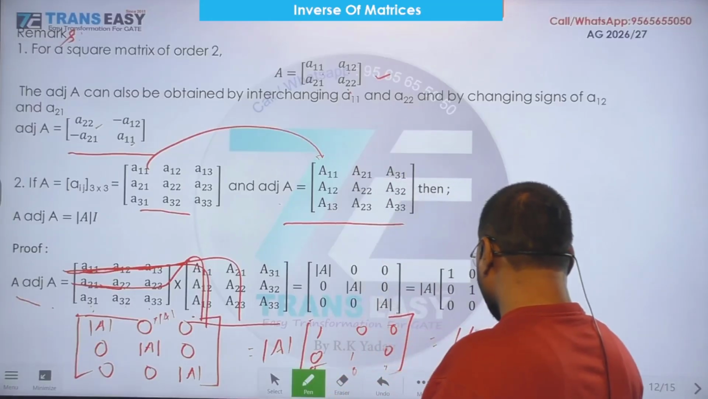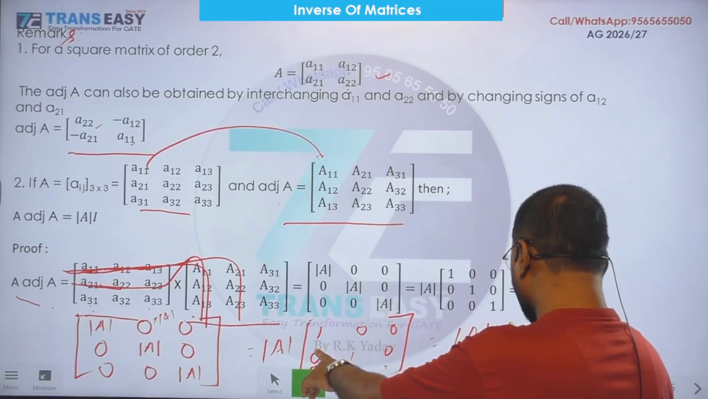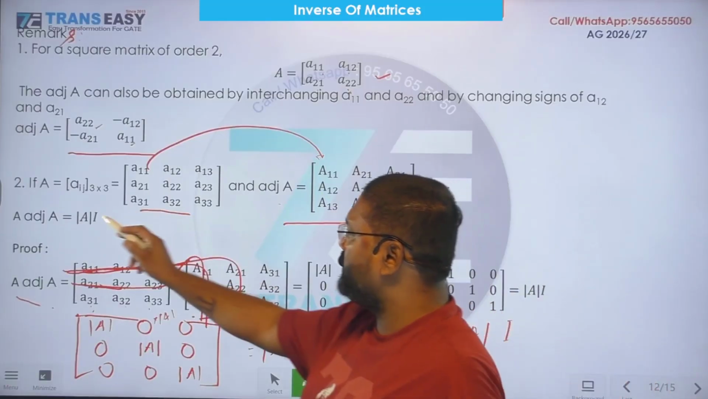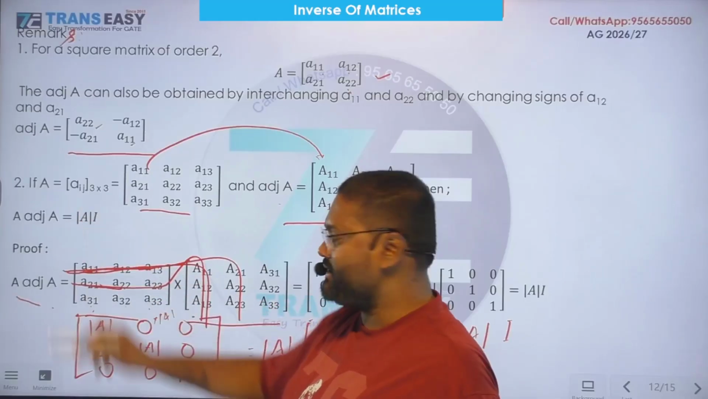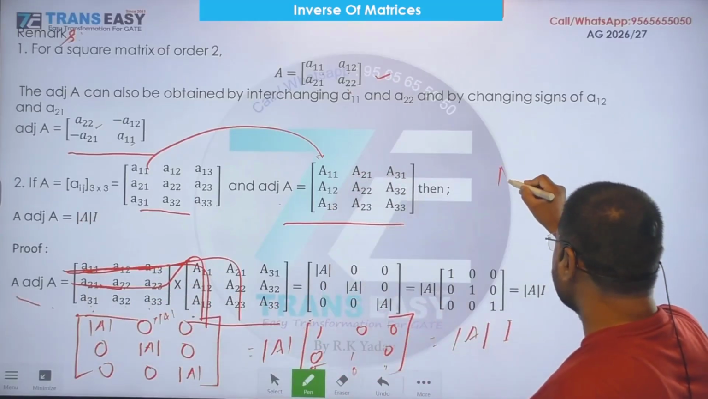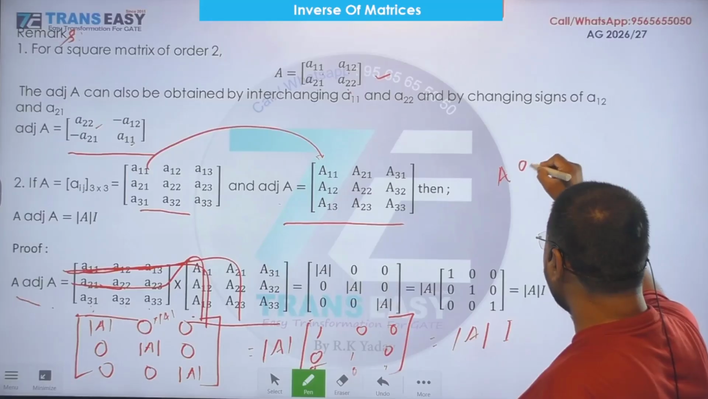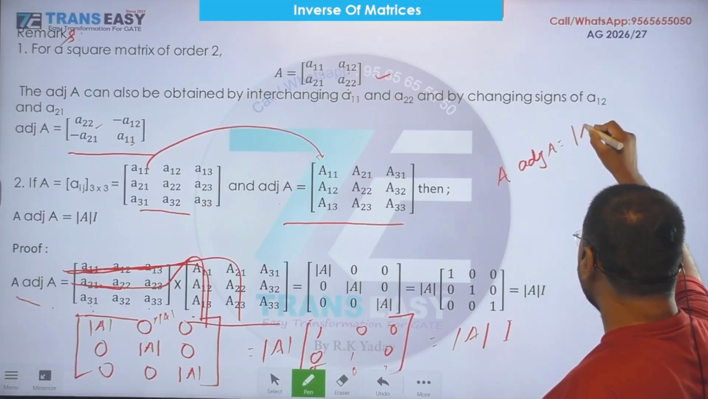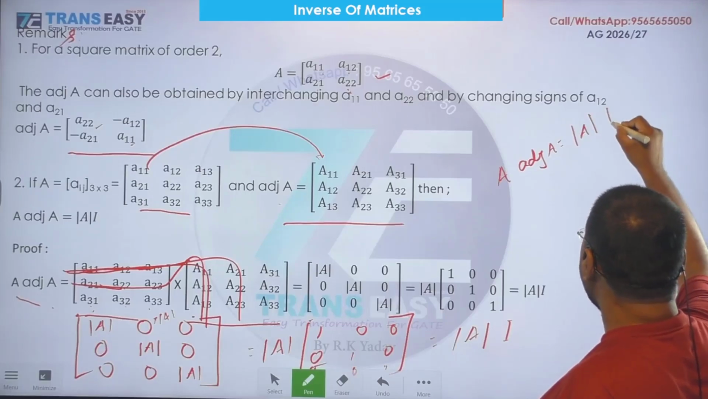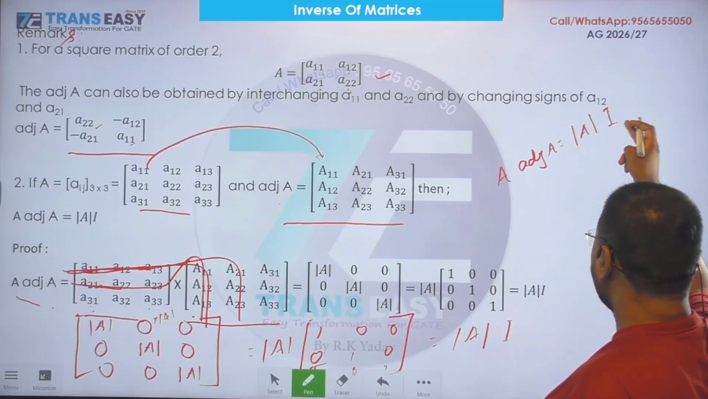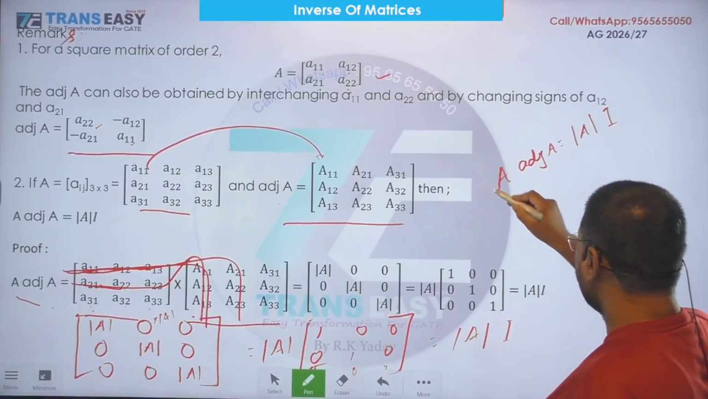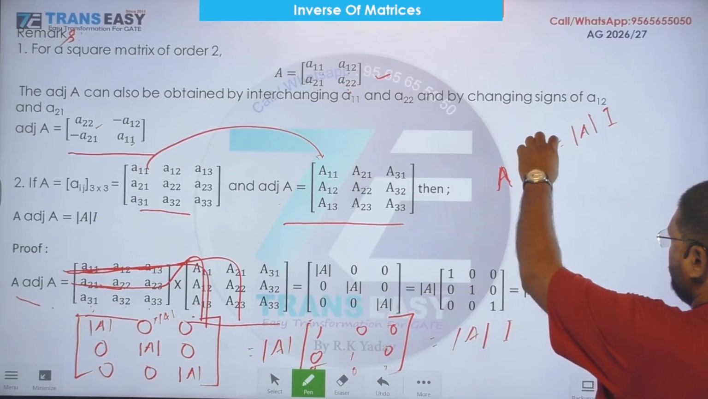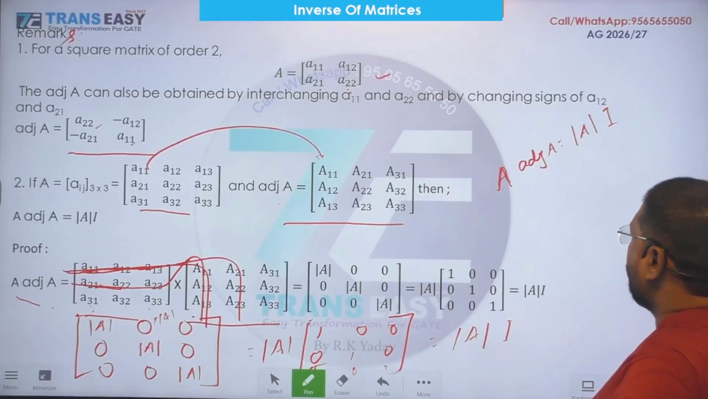तो वी आर गेटिंग आइडेंटिटी और यूनिट मैट्रिक्स ऑफ द सेम ऑर्डर ऑफ मैट्रिक्स ए. तो दिस इज कंक्लूजन. A into adjoint of A gives determinant of A into identity matrix having order of matrix A.